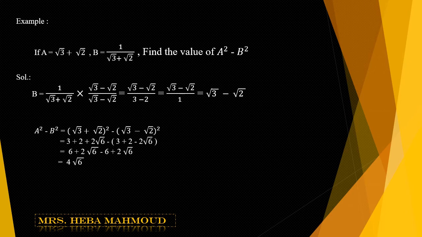which is root 3 minus root 2 over root 3 minus root 2, and we can use the calculator to find the product. 1 over root 3 plus root 2 times root 3 minus root 2 over root 3 minus root 2, so the result will be root 3 minus root 2. Now to find the value of a power 2 minus b power 2, since we know that a equal root 3 plus root 2 all power 2 minus root 3 minus root 2 all power 2, we can use the calculator to find the solution, which will be 4 root 6.